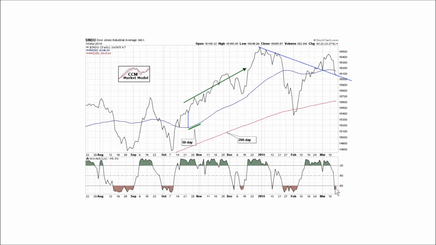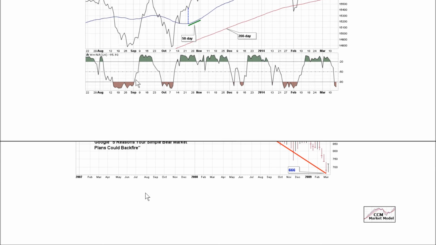We also have momentum in oversold territory. Works the same way on a daily chart. The probability of bad things happening increases when you remain in oversold territory. The bulls would like to see this chart look more like this at the end of next week.